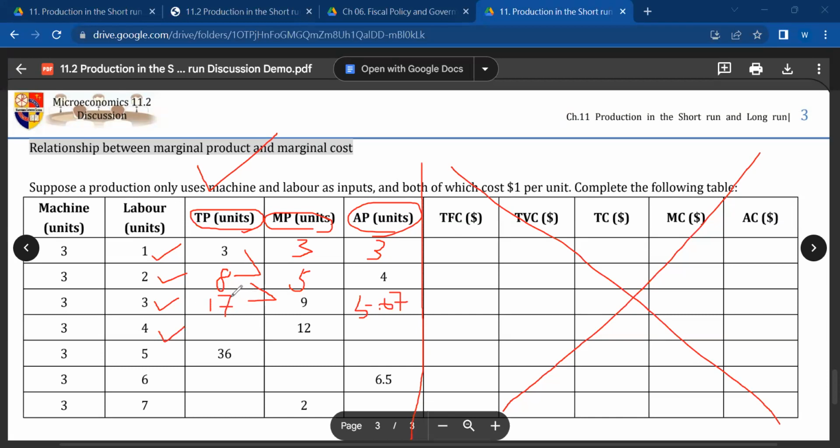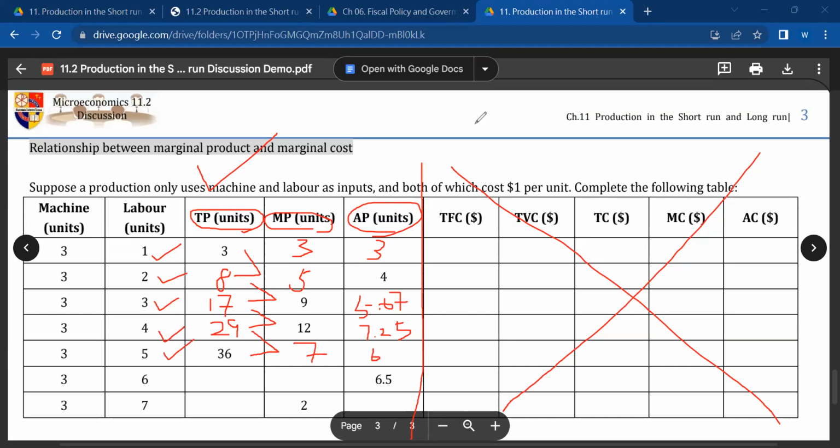For the 4th neighbor, when there are 3 neighbors the total product is 17. The 4th neighbor can do 12 units, so we add it and it is 29. And for the average product, that is total product divided by 4, so the answer is 7.25. And for the 5th neighbor, total product is 36. Then very easy, we can get the marginal product is 7, 36 minus 29. And the average product is 7.2.